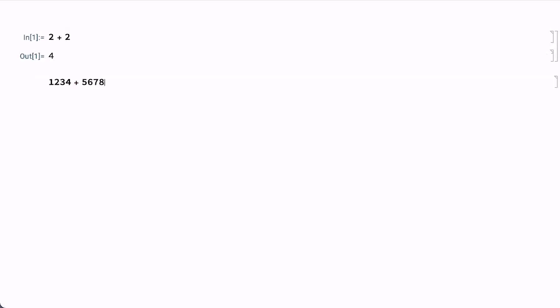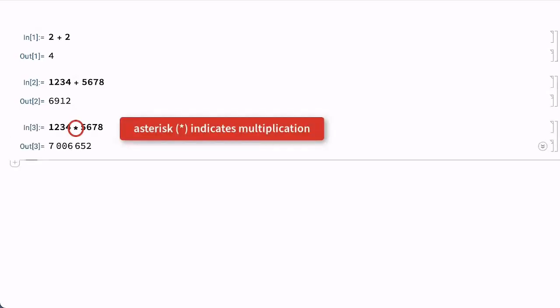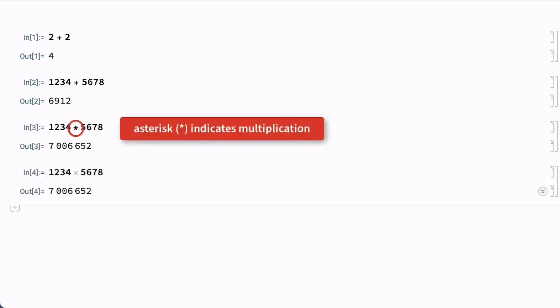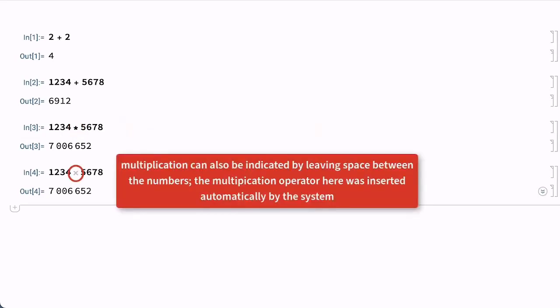Addition can also be done for larger numbers. Multiplication can be entered with an asterisk character. Multiplication can also be indicated by simply leaving space between the numbers. The display of this input shows a multiplication operator between the numbers. This input was entered by simply typing a space between the numbers, and the multiplication operator was inserted automatically by the system to make it clear that the input will be treated as multiplication.